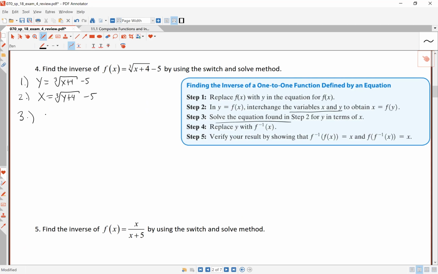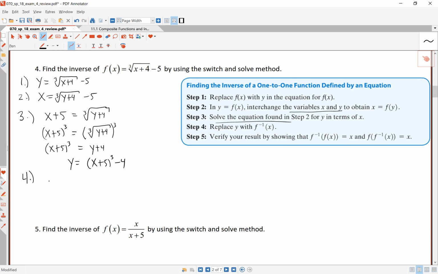We do this by adding 5 to both sides. And now we have to get that y by itself. So to undo a cube root, we cube both sides. The cube of a cube root undoes it. We have y plus 4 equals x plus 5 cubed. And so then we subtract 4 from both sides to get y by itself. And we say x plus 5 cubed minus 4. Step 4 is just formality. We found the inverse function, so we say f inverse is x plus 5 cubed minus 4.